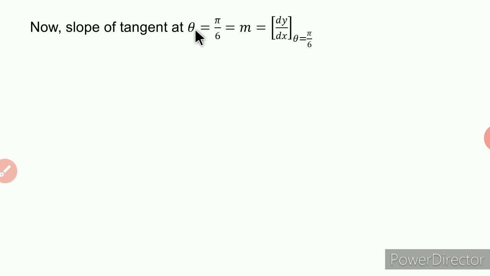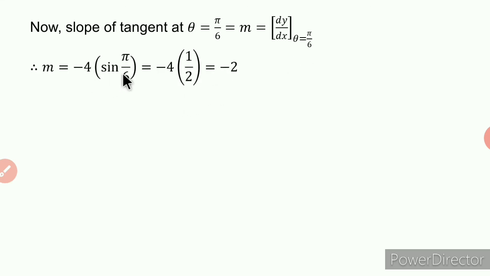Now slope of tangent at theta is equal to pi upon 6 is equal to m. It is equal to value of derivative at theta is equal to pi by 6. So dy by dx at theta is equal to pi upon 6. Therefore, we get m is equal to minus 4 into sin pi by 6. Sin pi by 6 is sin 30 degree. It is half. And so minus 4 into half, it is minus 2. This is slope of tangent.